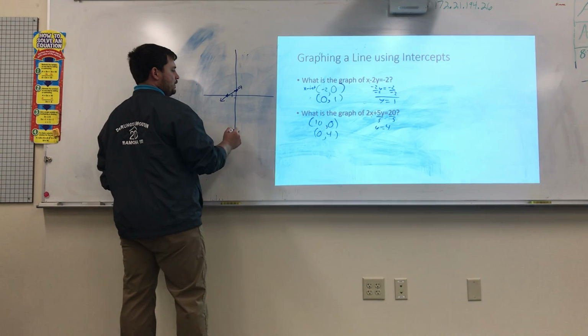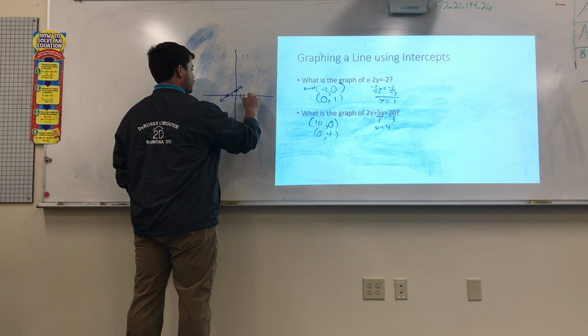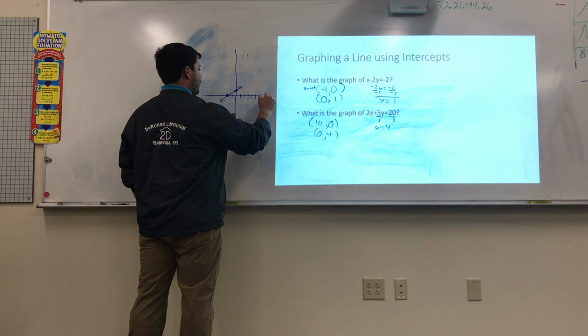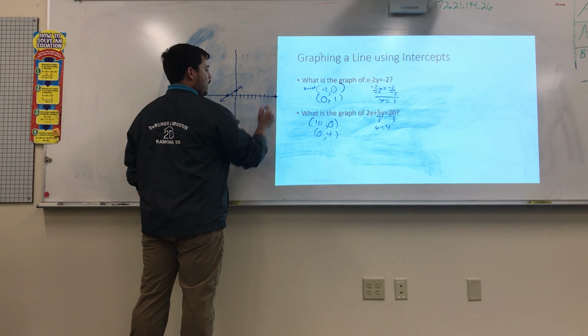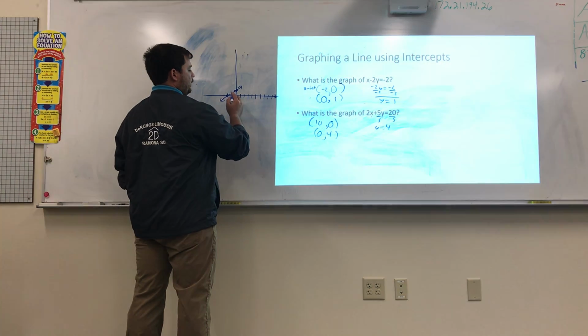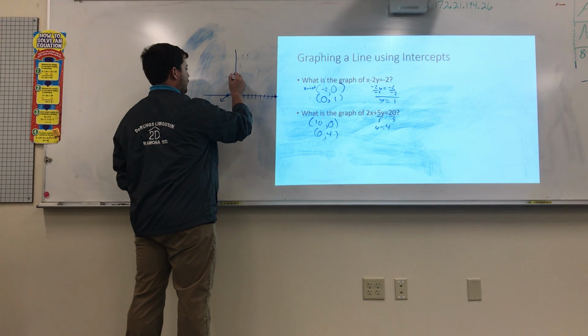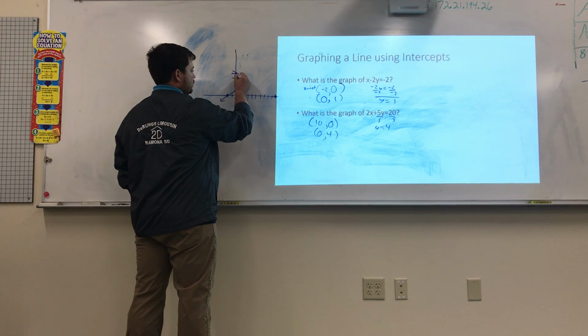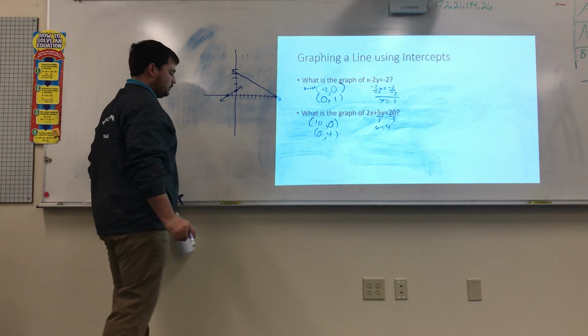So my second line would be 10, 0: 1, 2, 3, 4, 5, 6, 7, 8, 9, 10. And then it'd be 0, 4: 1, 2, 3, 4. There'd be my other one.